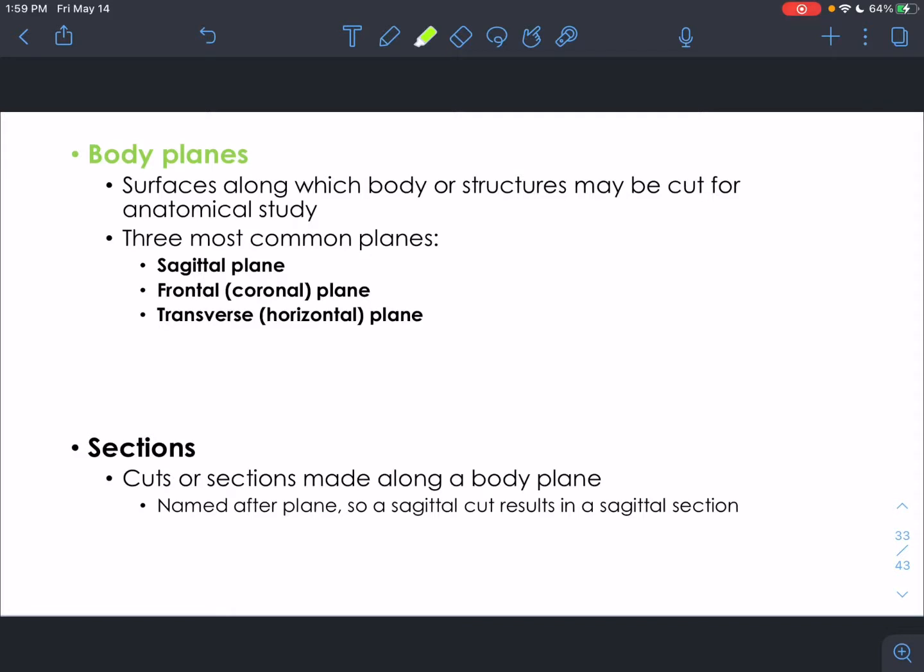Another fun anatomical thing are body planes, which are surfaces that your body can be cut in. Okay, so I'll show you this in a second. It's easier when you see a picture. But you have three common planes: sagittal, frontal, and a transverse plane. Okay, so if you think of an MRI where you cut the body into sections, if you do an MRI and you see the brain in a certain way, that's just cutting the brain in a certain plane. Okay, so if we're cutting a sagittal cut, it's a sagittal section. Okay, also the pictures help.